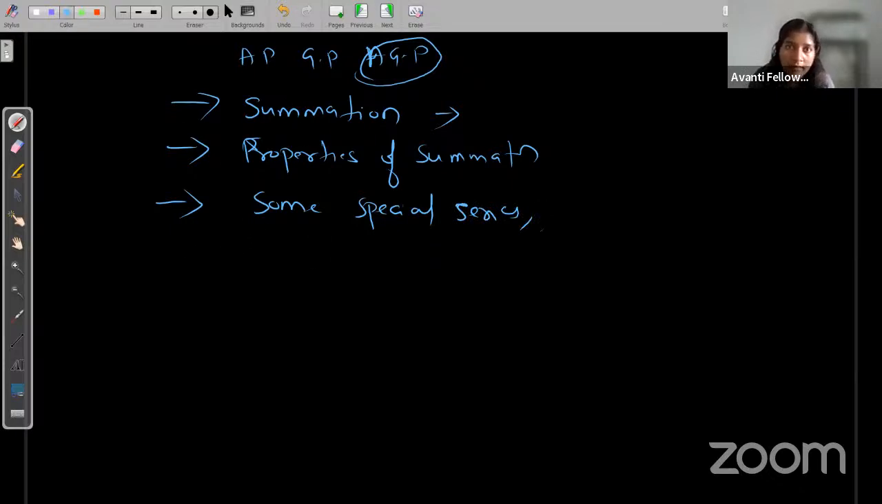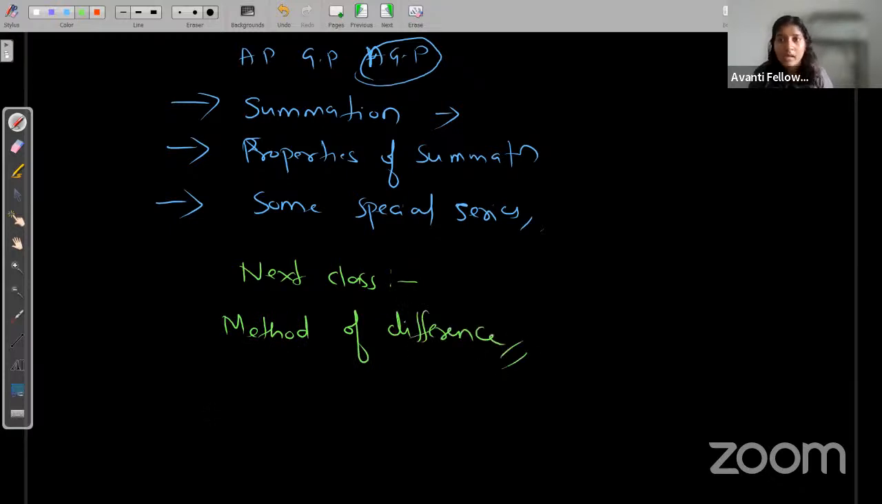In our next class, we'll discuss some more problems and we'll discuss the method of difference. And if time permits, we'll also solve some previous year problems. So this is the content for tomorrow's class.